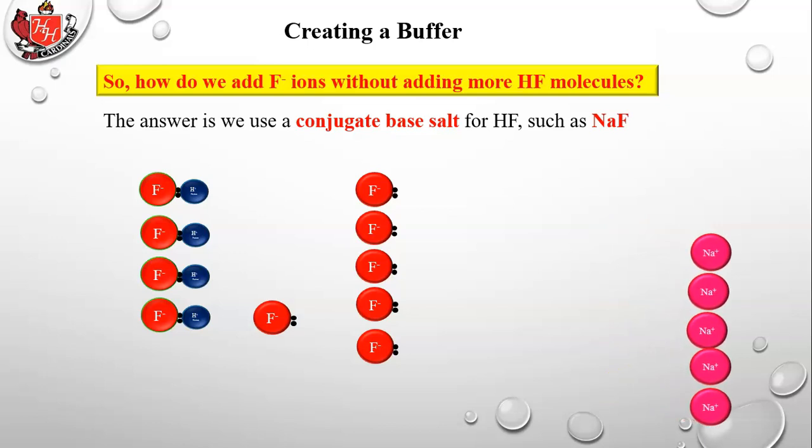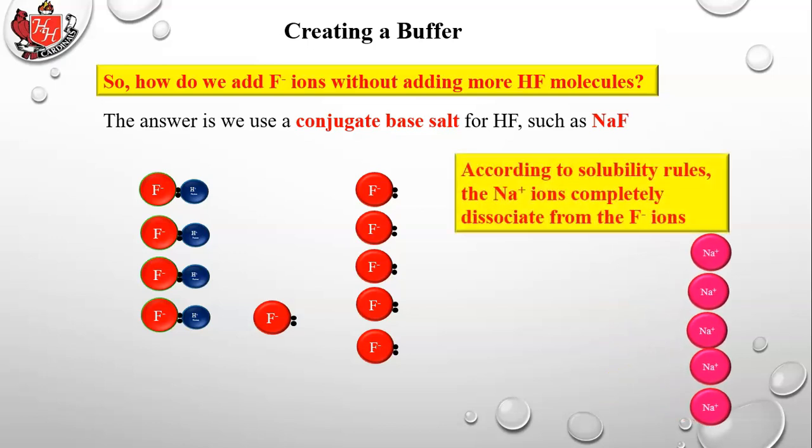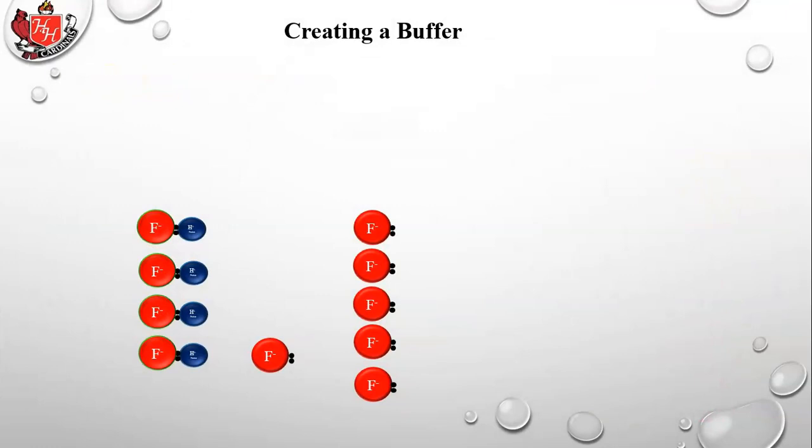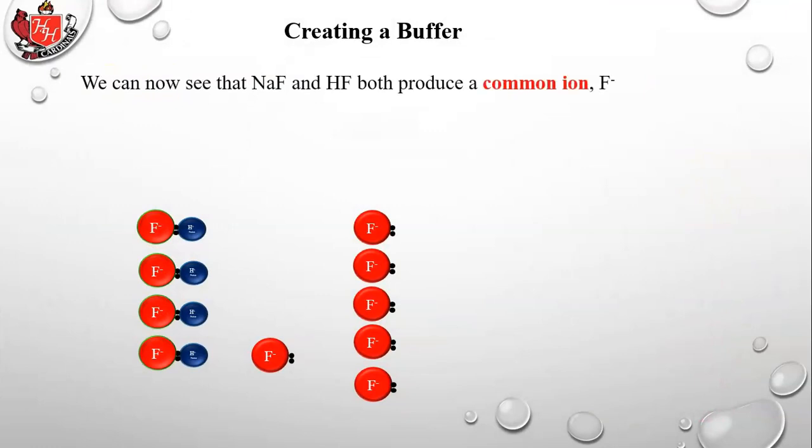This sodium will immediately dissociate. From your solubility rules, the sodium plus ions completely dissociate from the fluoride ions. So now you have roughly equal hydrofluoric acid molecules and fluoride ions. We can now see that the sodium fluoride and hydrofluoric acid both produce a common ion, F-, the fluoride ion.